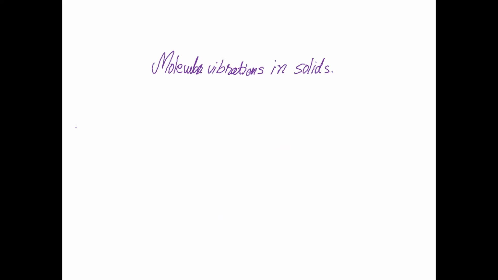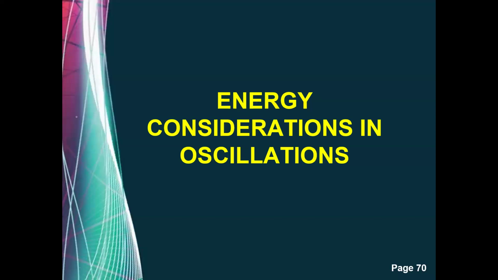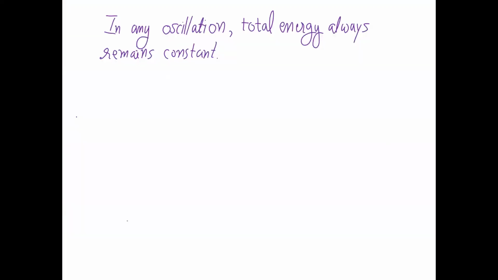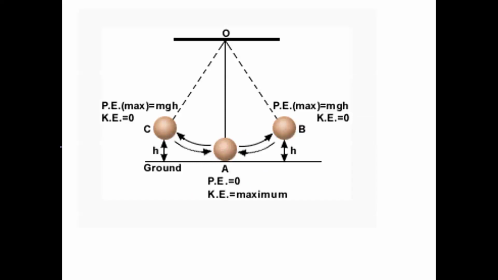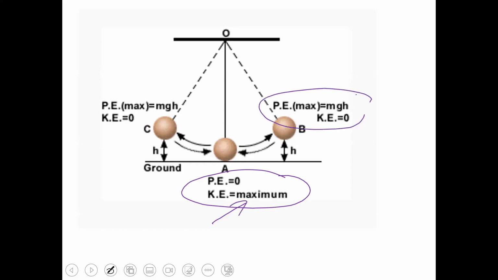Now look at this molecular vibration in solid. This is an example. Energy considerations in oscillation. So in any oscillation, total energy always remains constant. Look at this. It's swinging, and potential energy converts to kinetic. Look at the mean position. Potential is 0 and kinetic is maximum. At the extreme position, potential is maximum and kinetic is 0.